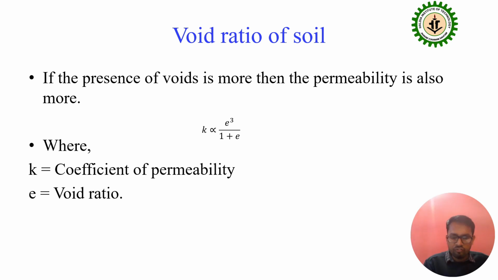Paradoxically, for clay soil, void ratio is more than other soil. But as per the above relation, for clay soil, permeability will be more. But practically, this does not happen, because in case of clay soil, voids are not interconnected. That's why for clay soil, voids are more, but permeability is less.